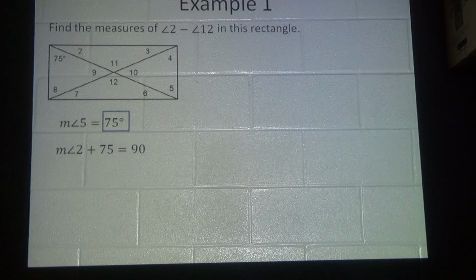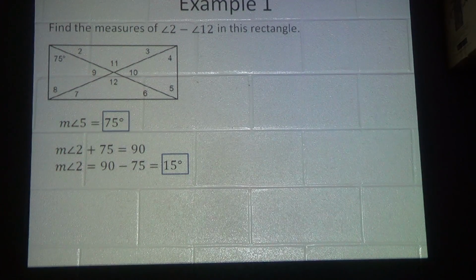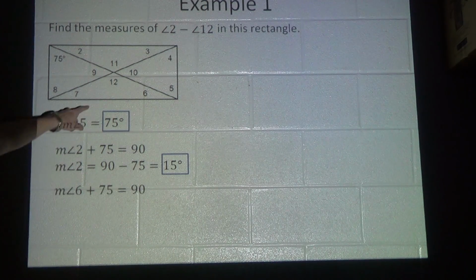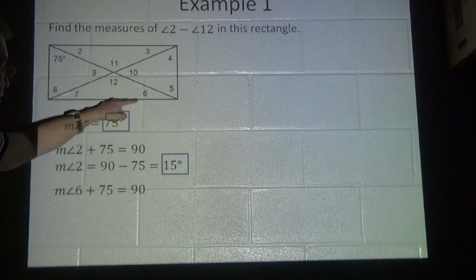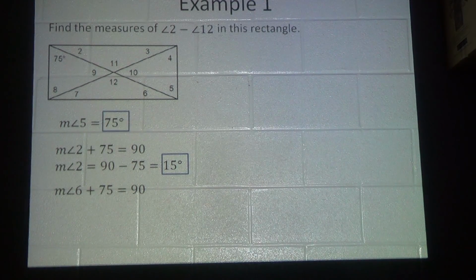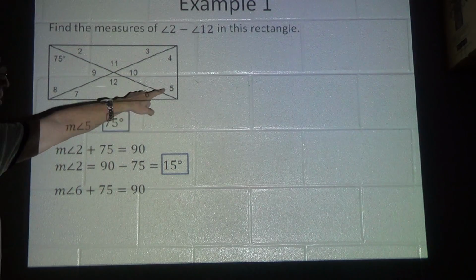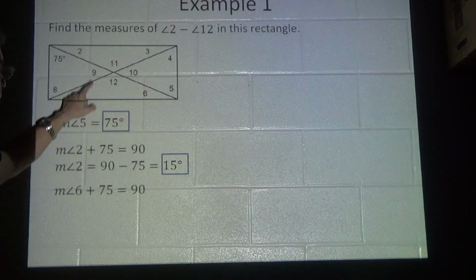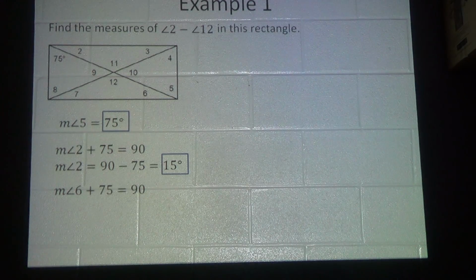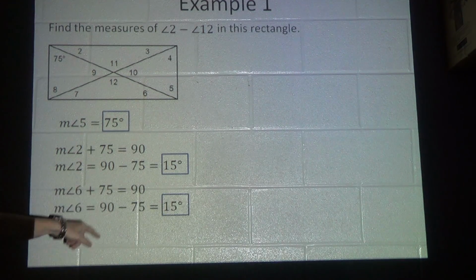Okay. The next one we're going to find is the measure of angle 2. Since we know this big angle up here has to be a right angle, these two angles have to add up to 90. So the measure of angle 2 plus the 75 is equal to 90. Subtract the 75 from both sides, and the measure of angle 2 is 15 degrees. Okay, the next one we're going to find is angle 6. Once again, these are alternate interior angles, so you could say that angle 6 is 15 as well. But you can do it the same way they did angle 2, just as easily.